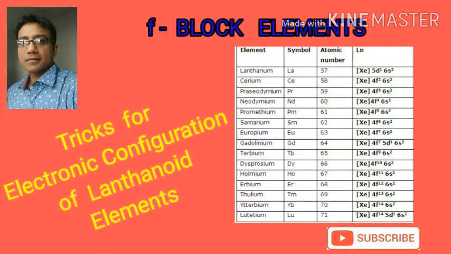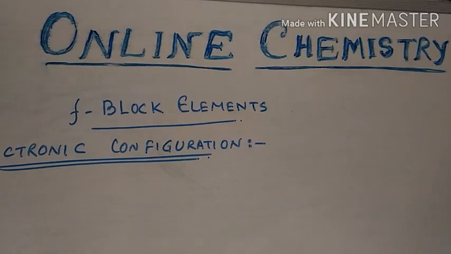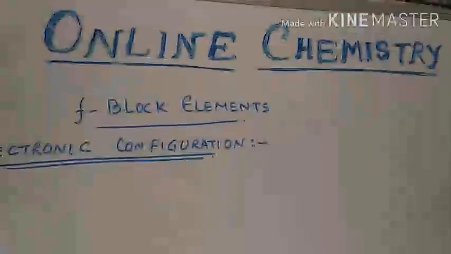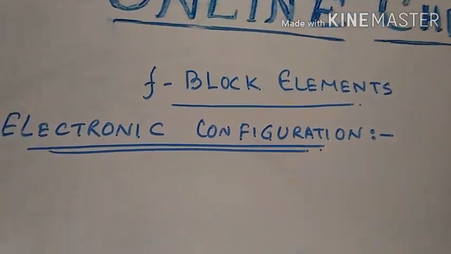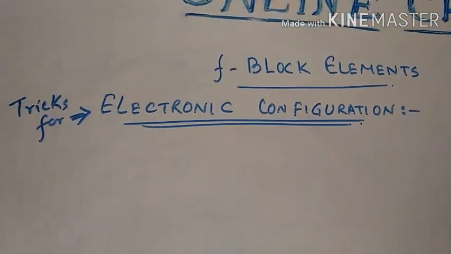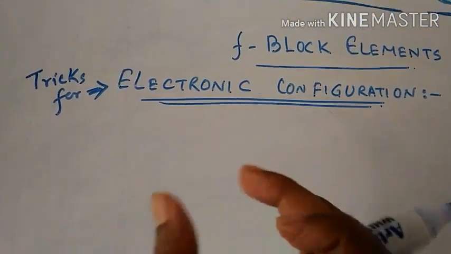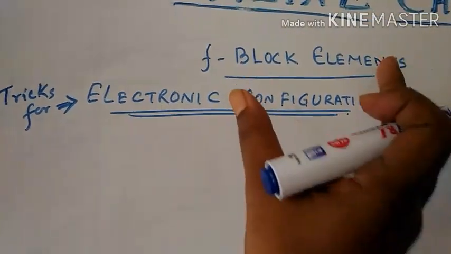Hello students, in today's class we are going to learn F block elements, the tricks for the electronic configuration of lanthanoid elements. Let's start. Okay students, in our online chemistry class today we are going to learn F block elements, and from this we are going to learn the tricks for the electronic configuration of F block elements.